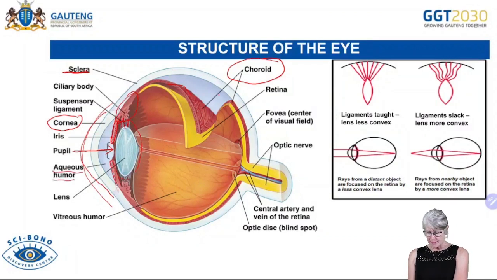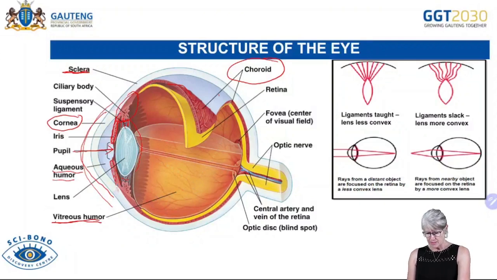All right, and then behind the lens, and making up most of the part inside of the eye, is the more jelly-like vitreous humor. Okay, it's like a ball of gel.